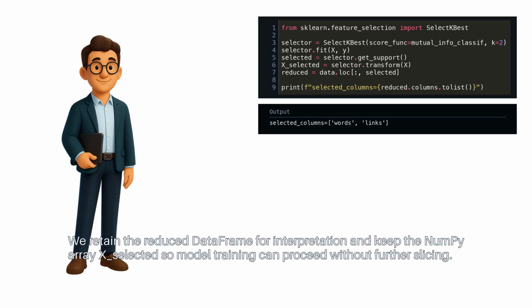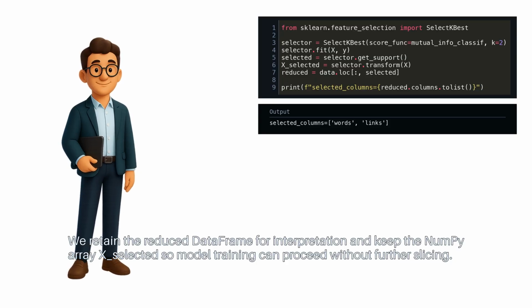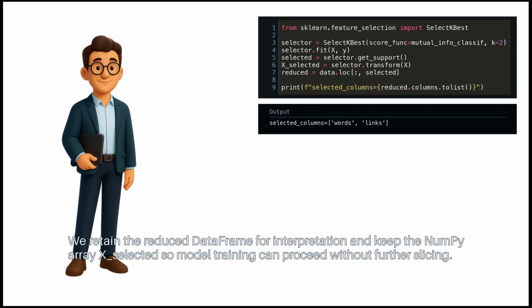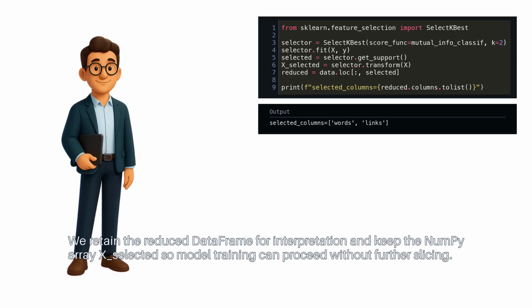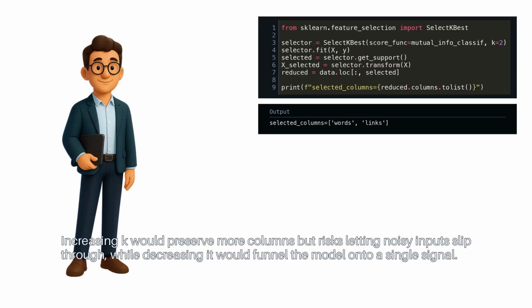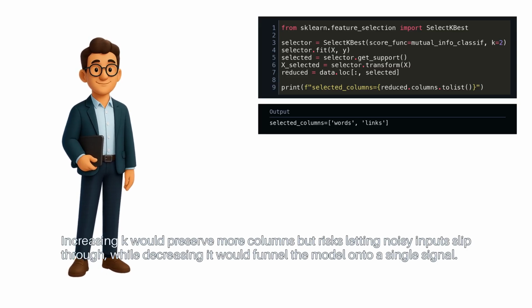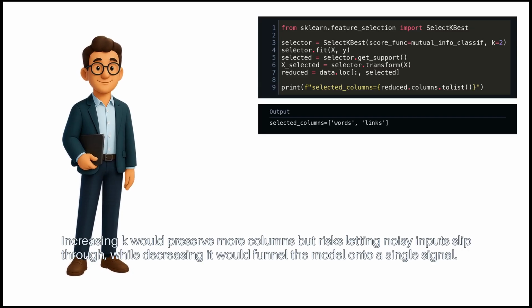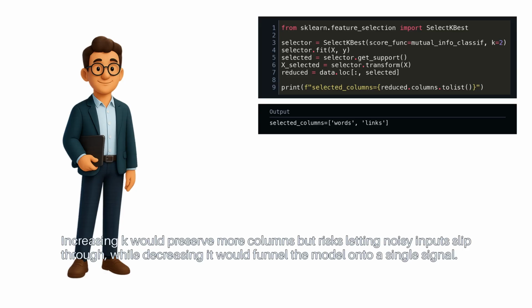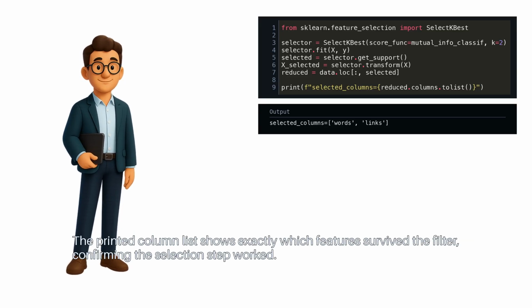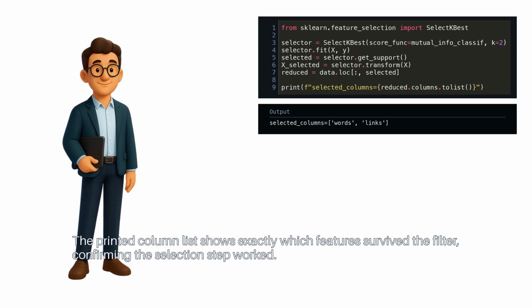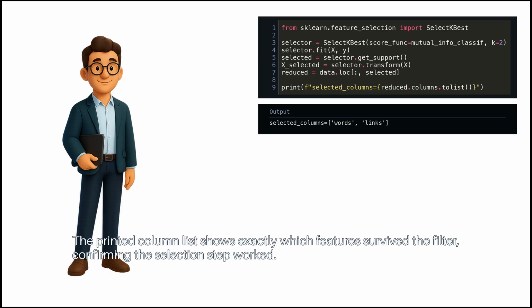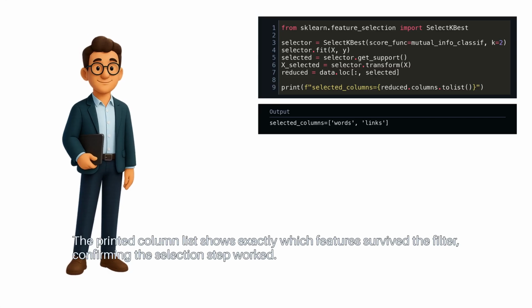We retain the reduced DataFrame for interpretation and keep the NumPy array X_selected so model training can proceed without further slicing. Increasing k would preserve more columns, but risks letting noisy inputs slip through, while decreasing it would funnel the model onto a single signal. The printed column list shows exactly which features survived the filter, confirming the selection step worked.